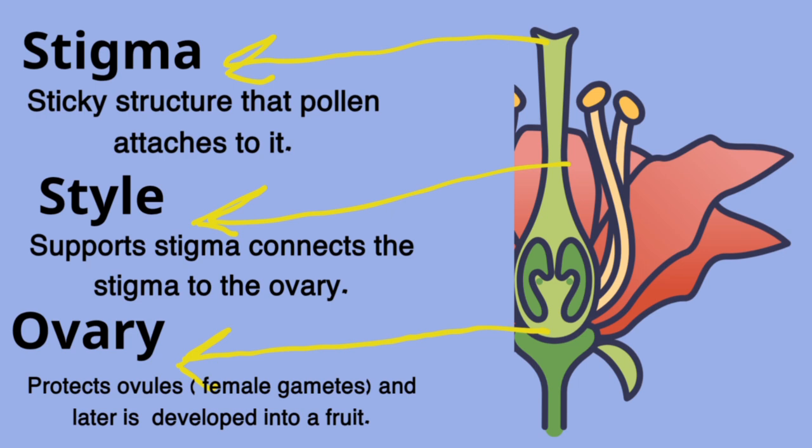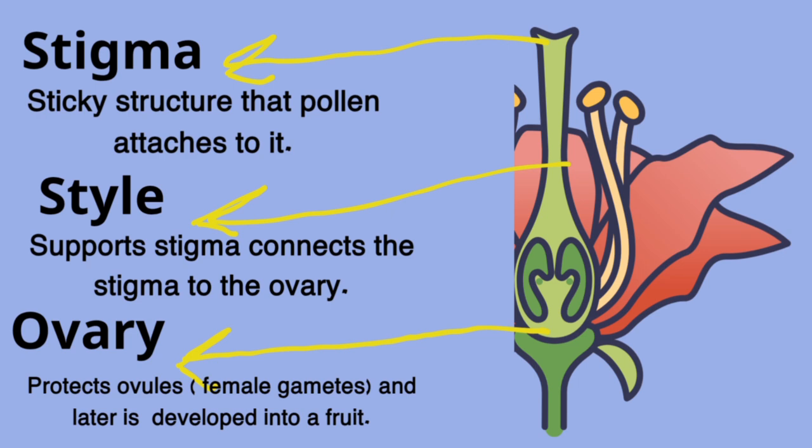The second part is the style. It looks like a tube. It supports the stigma and connects the stigma to the ovary, of course. So the third part is the ovary. Inside the ovary, it has ovules. So it protects ovules, which look like eggs. They are called female gametes. And later, the ovary develops into a fruit.